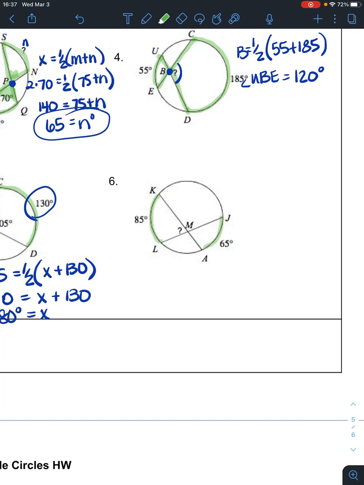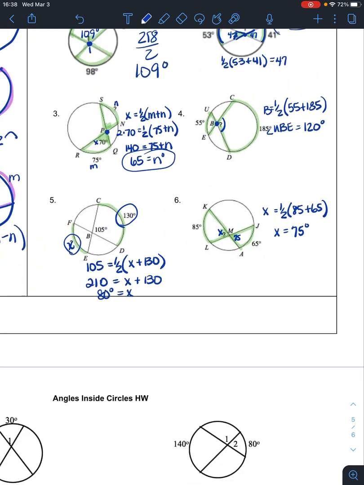Now in 6, again, I have the two arcs. Well, that makes it easy, because here are my two arcs, and the angle is what I'm looking for. So I'm going to call that X. The angle is equal to half the sum of the arcs. So 85 plus 65 is 150. Divide that by 2, and you get 75 degrees. So that angle is 75. And see, if you double it, 75 and 75 is 150, 85 and 65 is 150, so they add up.